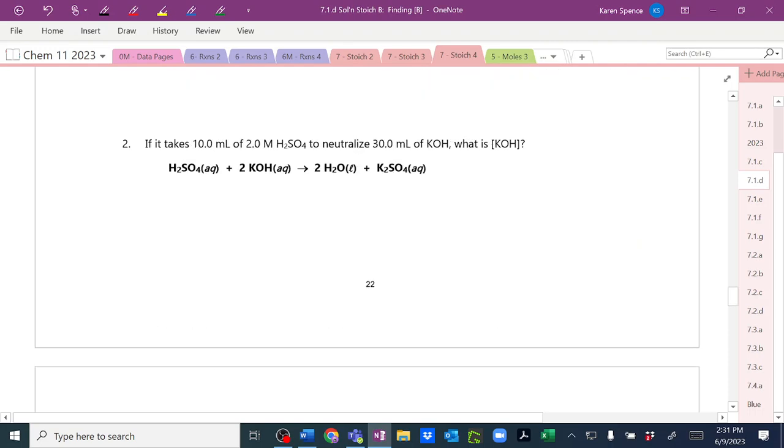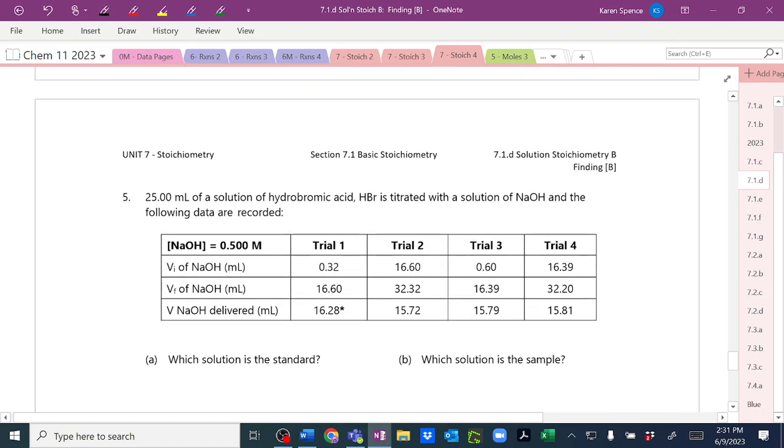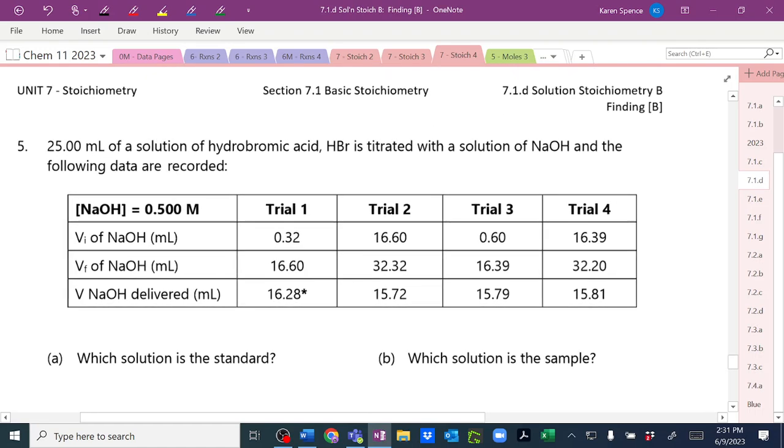Now we have some exercises here. Just before I set you free on those, I did want to take a look at page 24, question number 5, because this is what some actual data will look like. One of the things that people usually miss is that the concentration of the NaOH is given to you here. They're like, where's the concentration of the NaOH? And they can't find it, but it's given right in that top corner. So don't lose track of that. You are given the concentration of the NaOH.